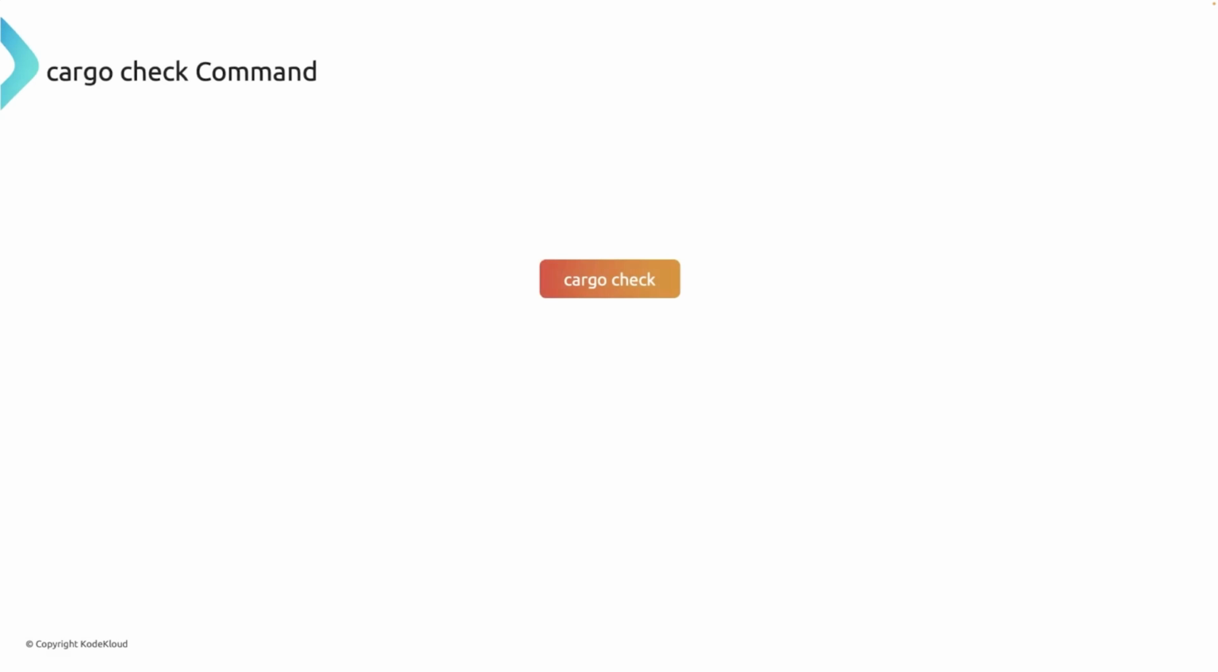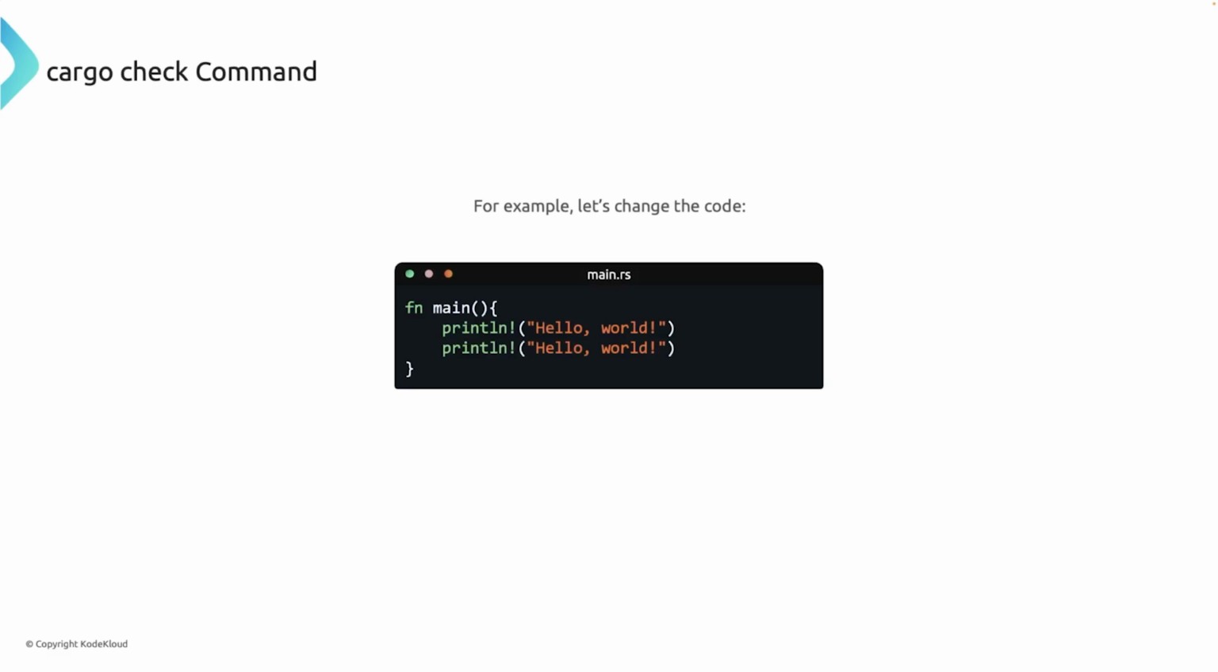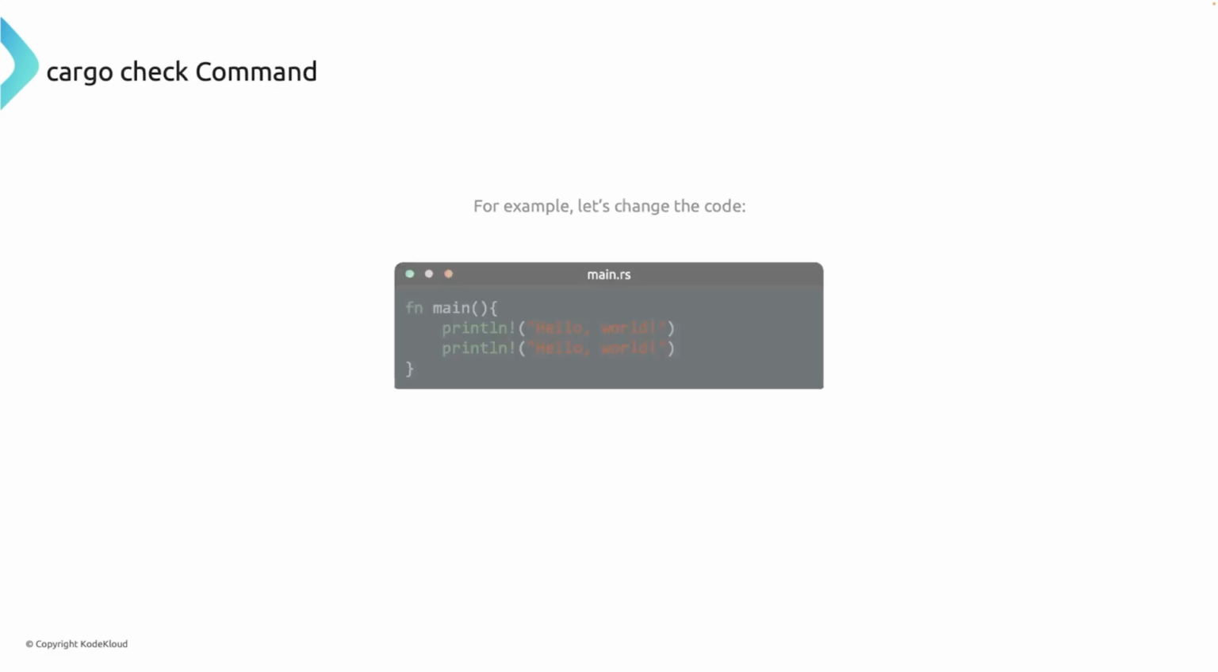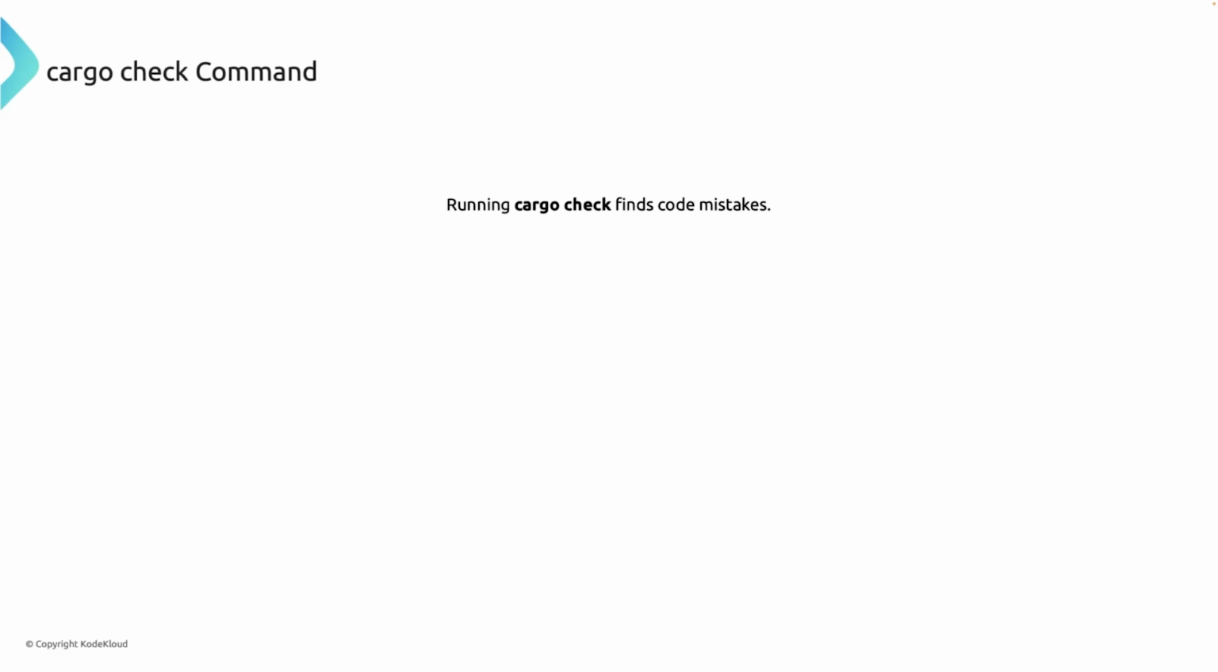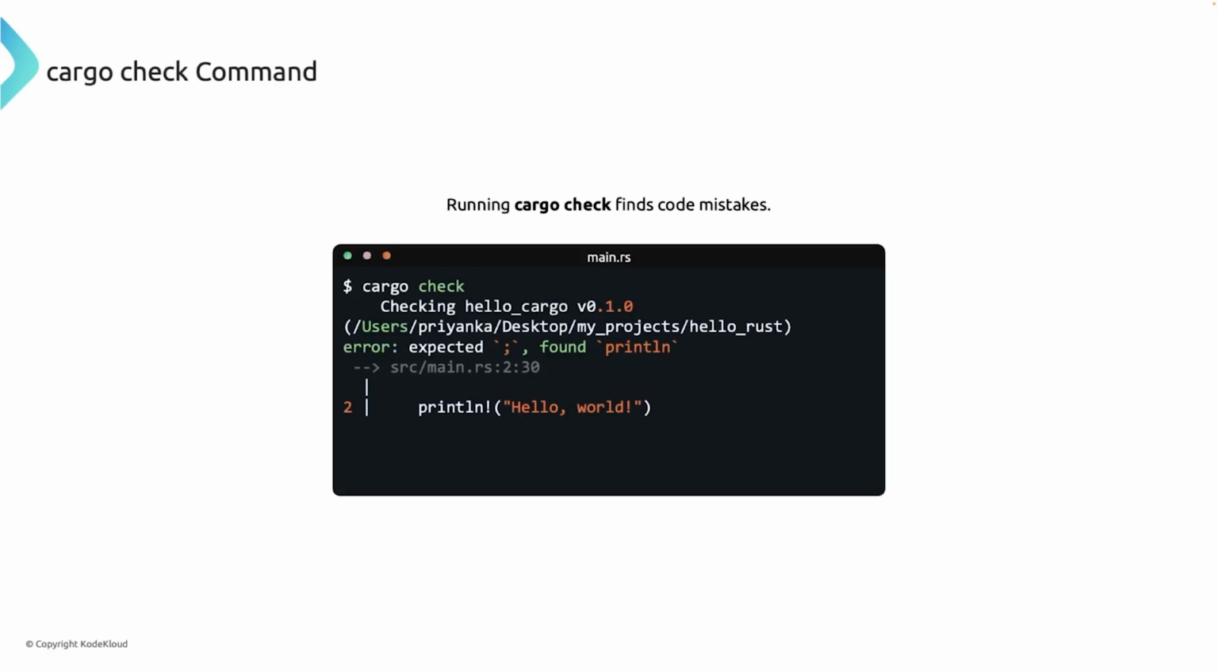Cargo also provides the cargo check command, which checks your code for errors without producing an executable. For example, let us change our code. So over here, we've missed a semicolon. And if we do cargo check, it will check our code for any mistakes. And this is faster than cargo build and is useful for quickly verifying your code as you write it. So over here, you can see that it tells us that the semicolon is expected but is missing from our code.